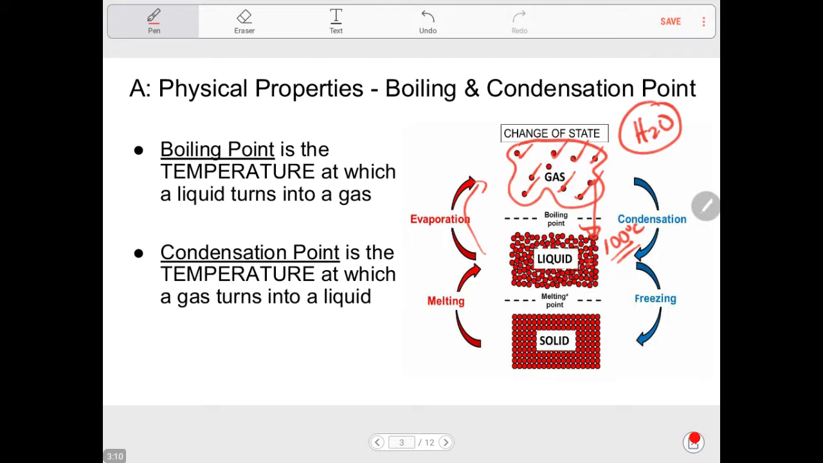But the main point to understand here is that we still have H2O molecules. It's still 2 hydrogens and 1 oxygen. It's just essentially the energy involved. And if they're over a certain point, they boil, it turns into a gas. If you return down below 100 degrees, the particles, the molecules, move back closer together and form a liquid again.